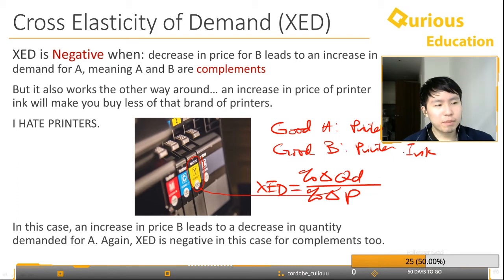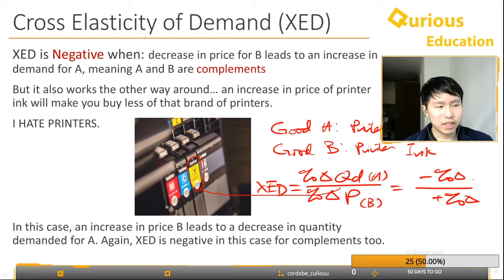So if the price of printer ink, which is here, goes up, again this would be a positive percentage change because the price of printer ink is going up. But that means I would be buying less printer ink, and I wouldn't want to buy as many printers since I know that I need to buy the ink in the future. So therefore the demand for the printers will actually go down. So then it would be a negative percentage change for good A, even though it is a positive price change for good B. And as a result, again, we get a negative XED, right?